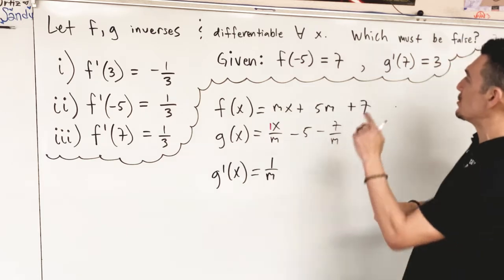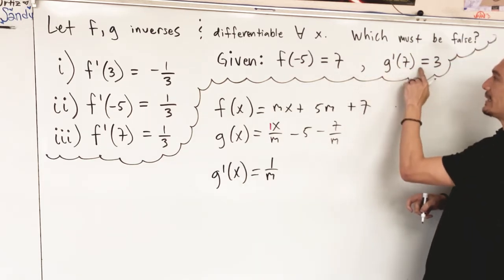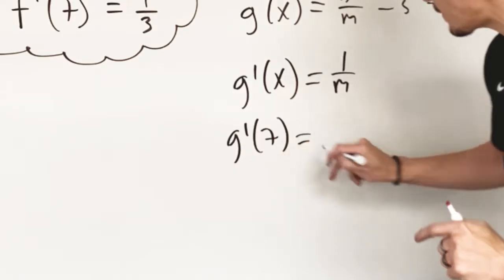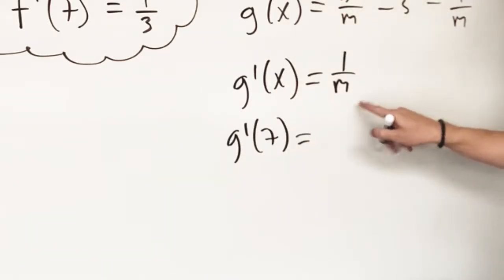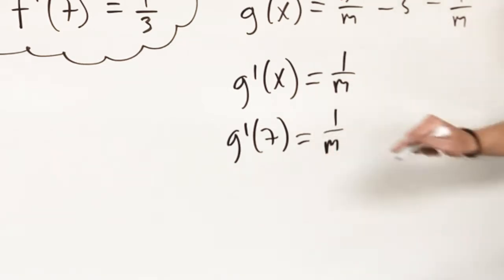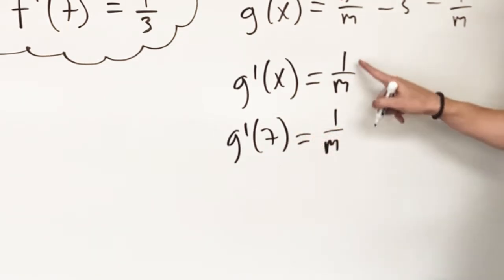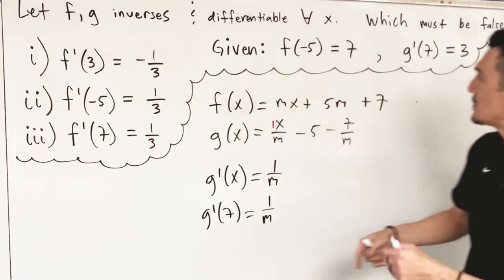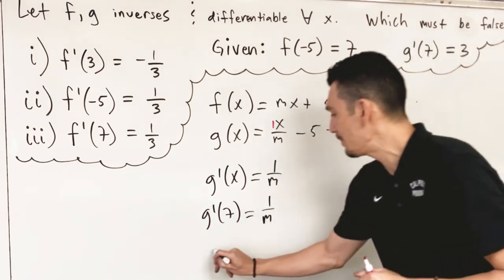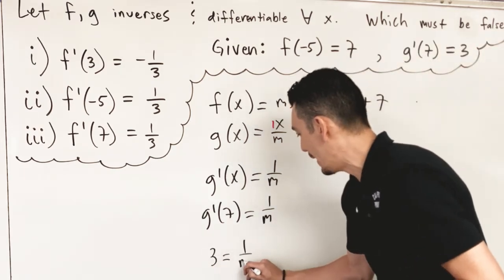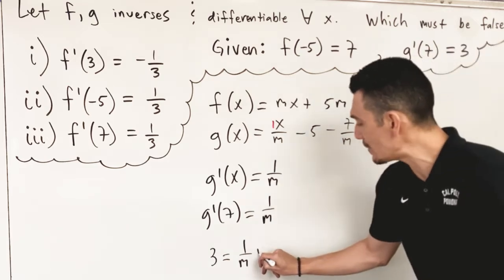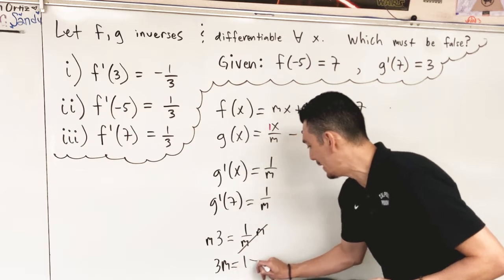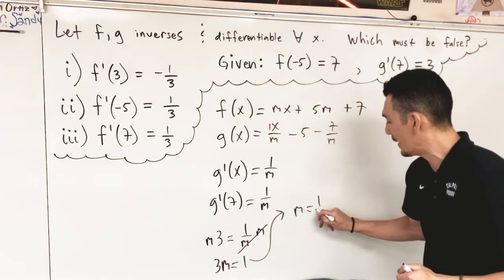Now I do have a point on g prime right here. g prime of 7 equals 3. So let me plug in 7 for x. And there's no x to plug into. So it's just going to be 1 over m. Because if there was an x, I would plug in 7, but there's no x, it's just the number 1 over m. But I do know what g prime of 7 is. g prime of 7 equals 3. So I have 3 equals 1 over m. And then I can multiply both sides by m, these are gone. So I have 3m equals 1. And this tells me that m equals 1/3.